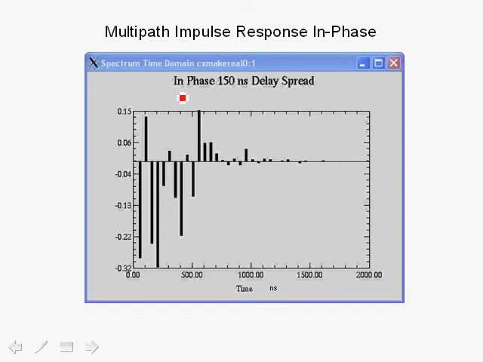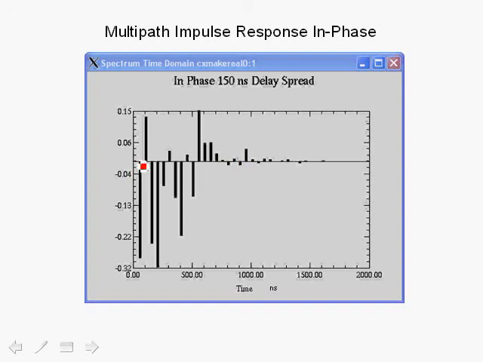Here we show a case where we actually model a fading multipath channel in software, and we're showing the case for an RMS delay spread of 150 nanoseconds, and we'll explain the definition of the RMS delay spread. This is a typical impulse response you might encounter at 150 nanosecond delay spread, and this is, for example, for an in-phase channel. For 802.11a OFDM, we're dealing with complex modulation, so we would have both an in-phase and quadrature phase channel. And this is the impulse response.